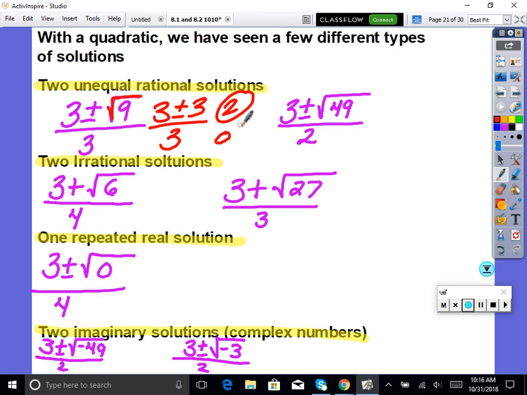0 divided by 3 is 0. Do you see what we get? Two solutions that are rational. Rational means can be written as a fraction. Okay, and they're not equal. Those would be two unequal rational solutions.